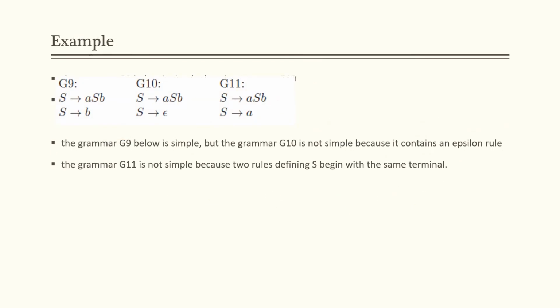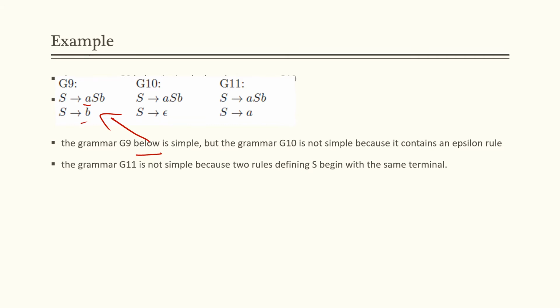Okay, now look into this example. We have grammar G9, grammar G10, and grammar G11. The first one says the grammar G9 is simple, but the grammar G10 is not simple because it contains an epsilon rule. G9 is simple because both rules start from S, but each begins with a different terminal. The first rule begins with A, the second rule begins with B. So this is a simple grammar.